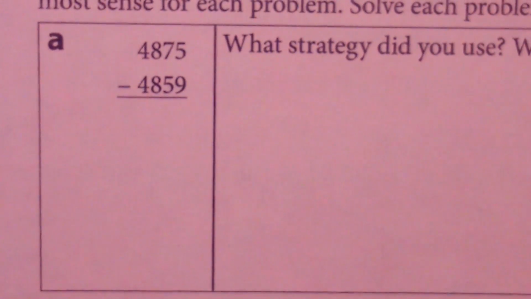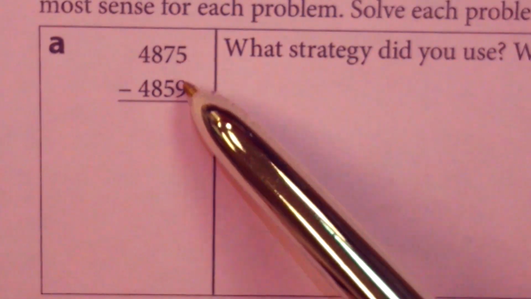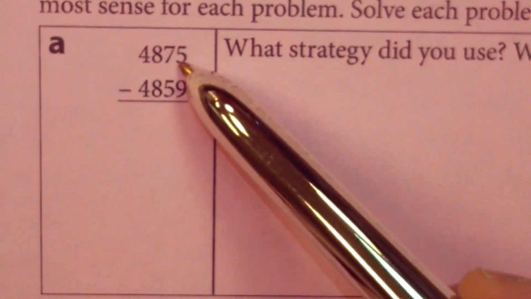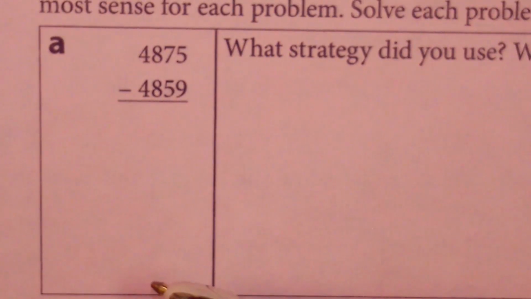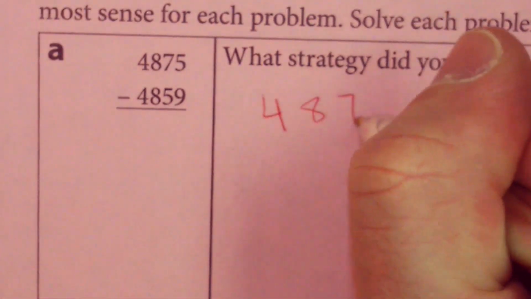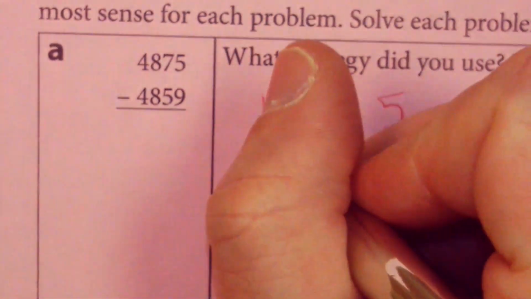4,875 minus 4,859. As I look at this, I think to myself, well, I've got more on the floor, so I'm going to have to go next door. I have to borrow at least once. Maybe that won't be so bad, so maybe I'll use the standard algorithm. And I do space these numbers out, right? These are really tight. I space these out.